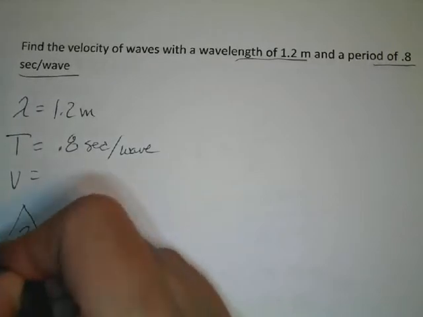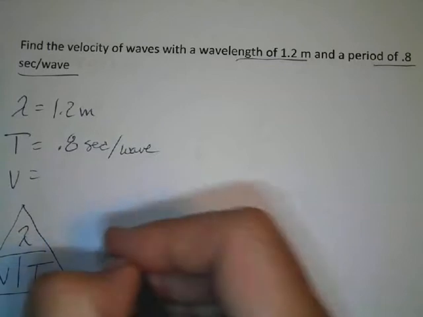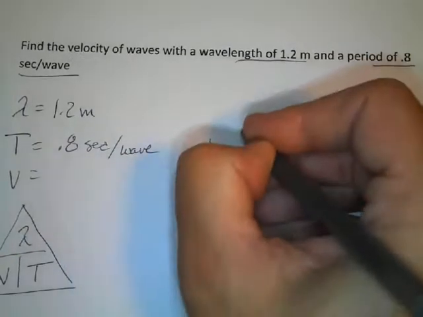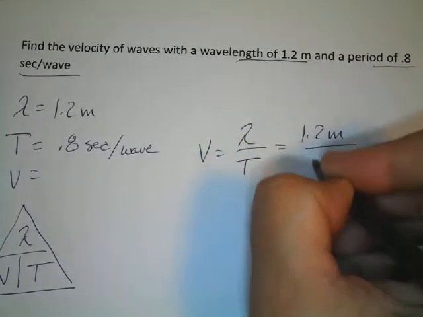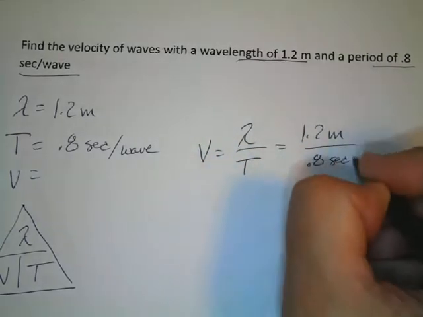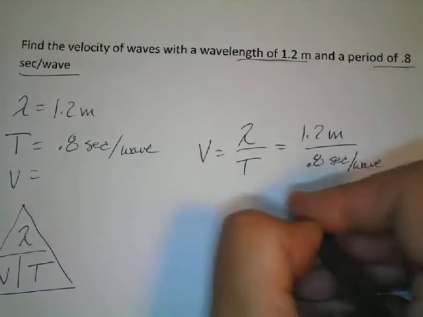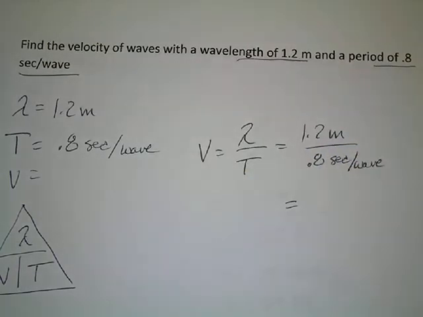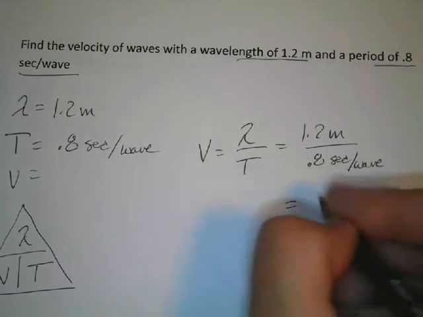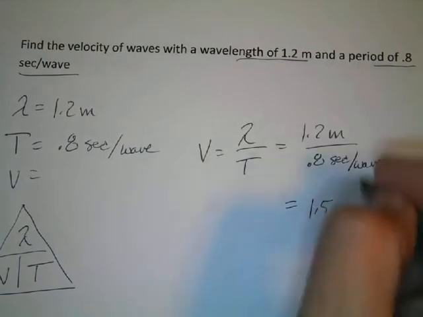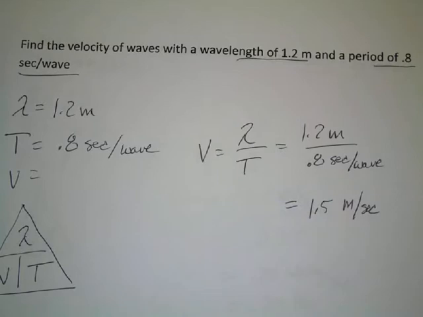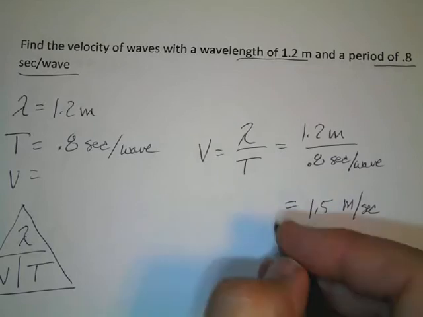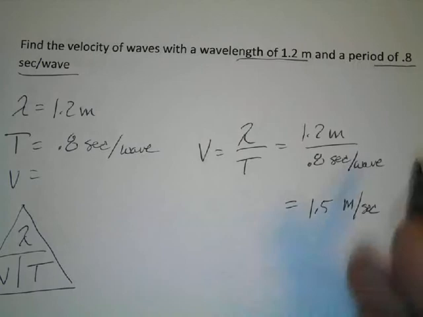So 1.2 meters over 0.8 seconds per wave, which equals 1.2 divided by 0.8, 1.5 meters per second. Okay? Again, same format. Don't make it harder than it is. What's given? What do you have to find? What's the equation?